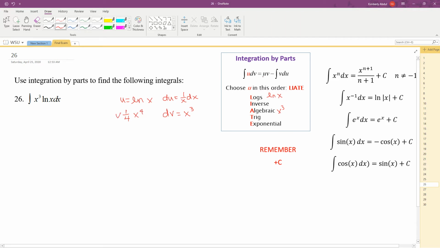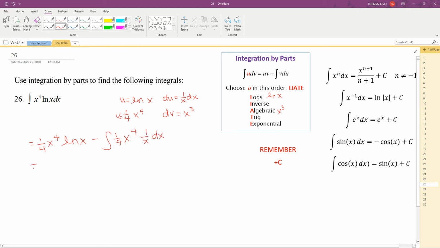So now using this right here, we're going to first multiply u times v. So I'm going to write that our answer is going to be 1/4 x to the 4th times natural log of x, minus, and I'm going to then integrate v times du. So 1/4 x to the 4th times 1 over x dx.